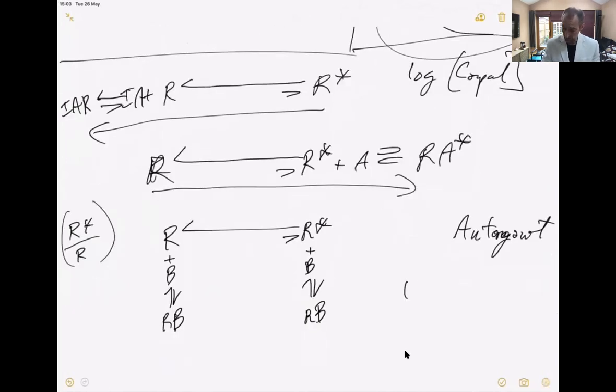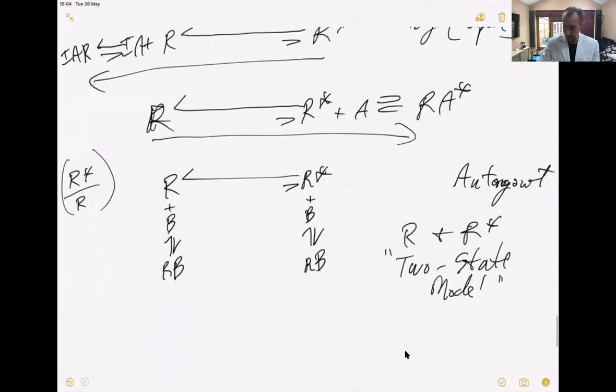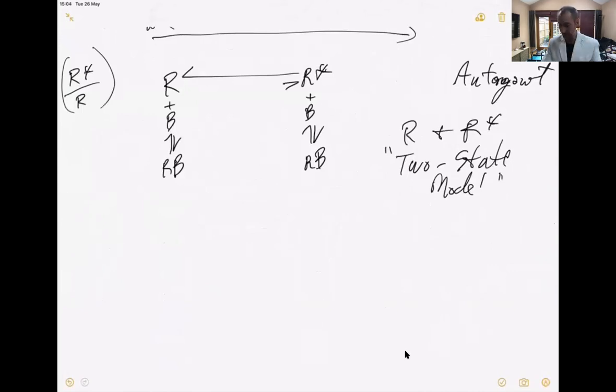This is called, because we have R and R star, the two-state model. And at this point, we've got either R and R star already exist, or we've got R binding to something and it induces a conformational change to R star A.